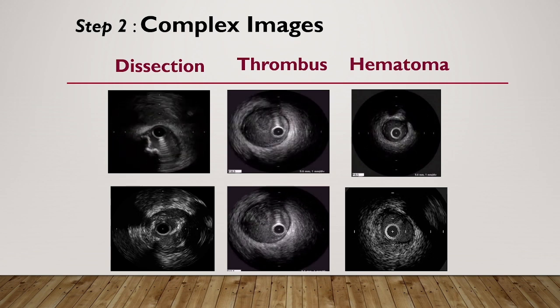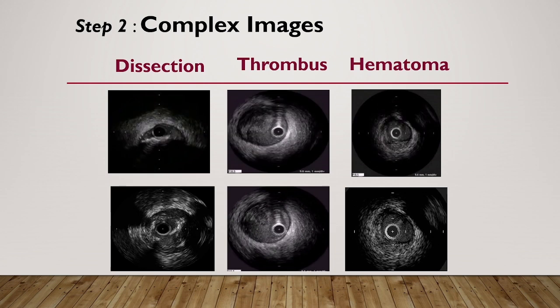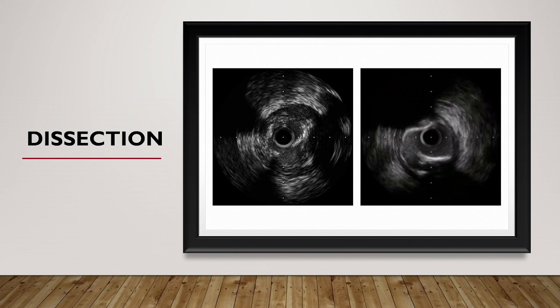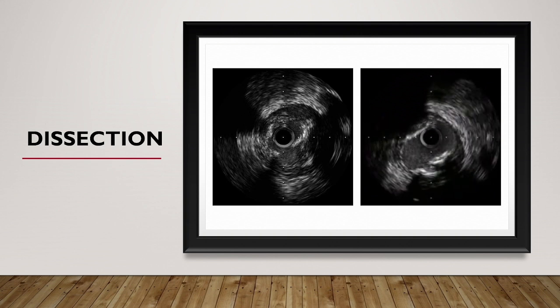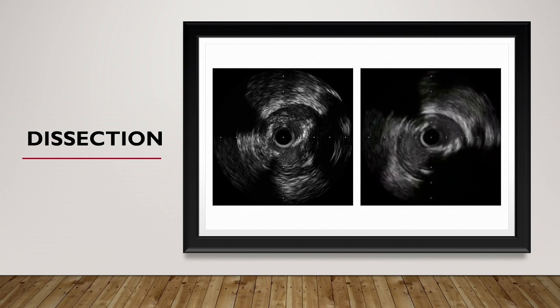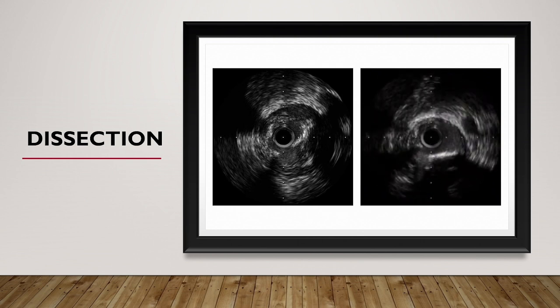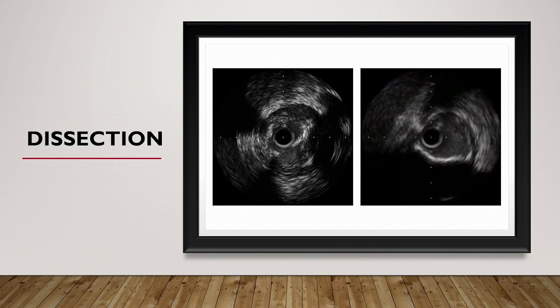So now coming to the complex images. So calcium is a problem. One has to identify calcium. Now complex images, these are complex basic images. We must identify a dissection in IVUS. If you see this kind of flap floating inside, after a balloon injury or in a spontaneous coronary artery dissection, you can very well know this is a dissection, and major dissections should be treated.